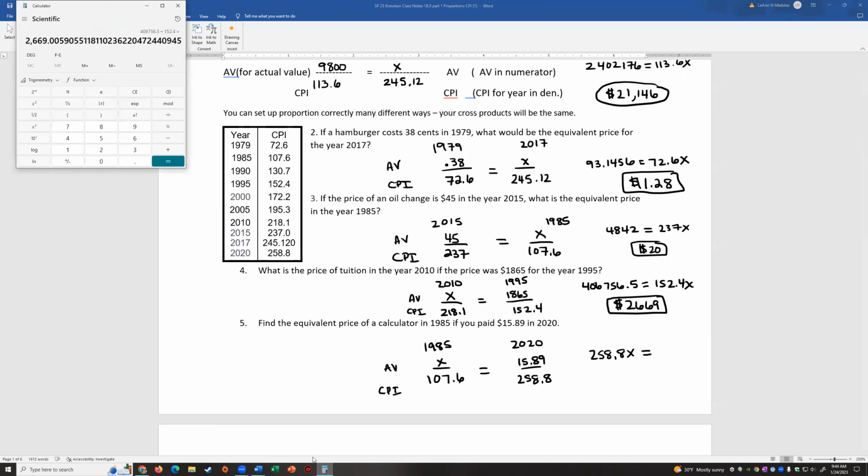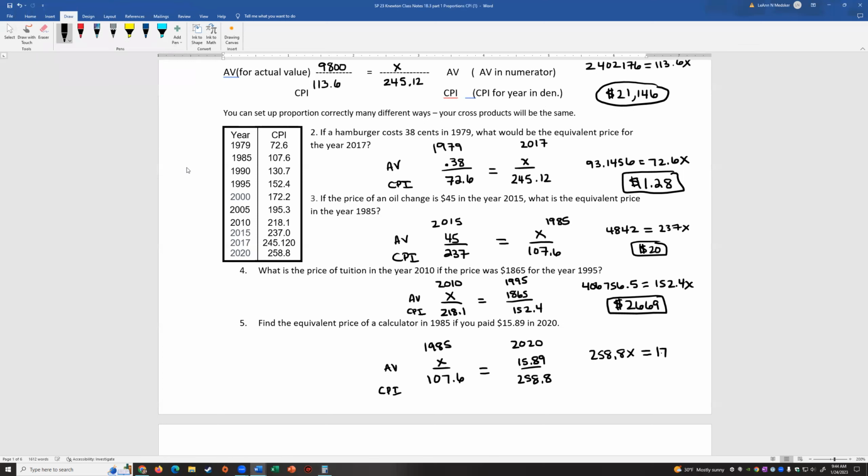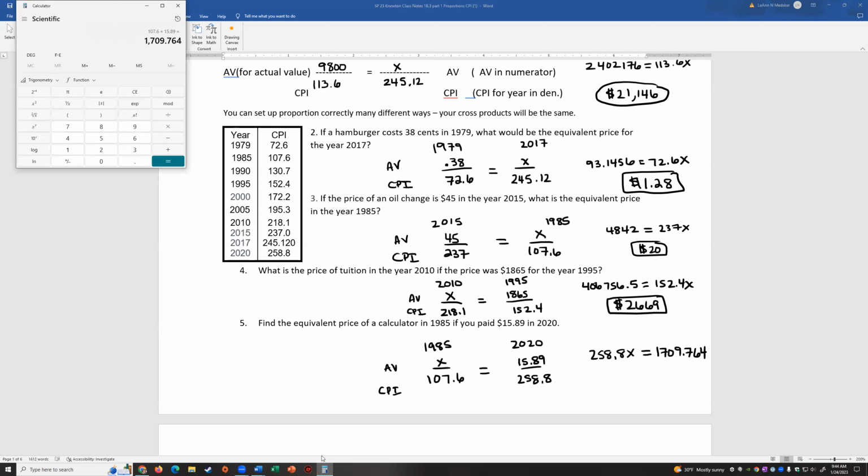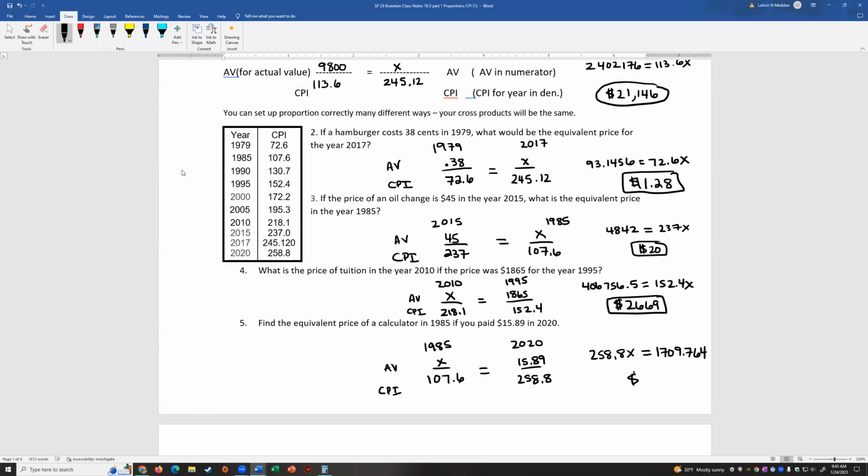Cross multiplication, we get 258.8x equals 107.6 times 15.89. That is 1709.764. And then we divide that by the 258.8. We're going to go to 2 decimal places, again just following the rules of the setup since there were no direct directions on this one. So that's 6.606. That's 6 after that 0. We'll bump it up to a 1. So that calculator would have cost $6.61.